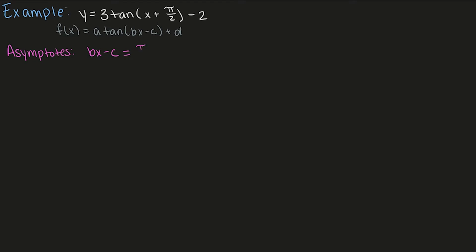To find our asymptotes, we take bx minus c and set that equal to positive pi over 2 and negative pi over 2. So x plus pi over 2 equals pi over 2, and x plus pi over 2 equals negative pi over 2. Let's solve for x in both of these, and we get x equals 0 and x equals negative pi. These are the two places where we have an asymptote on our tangent graph. These are not the only places there is an asymptote, but these are going to be the two that we will show on our graph.